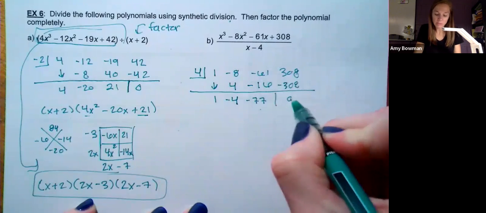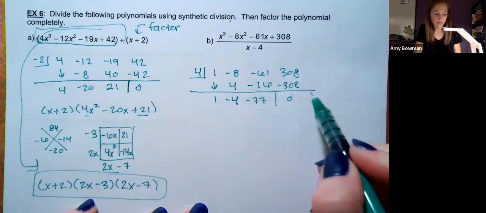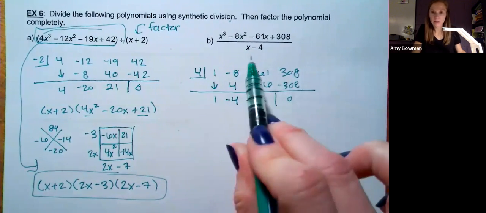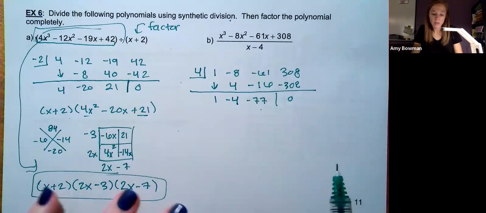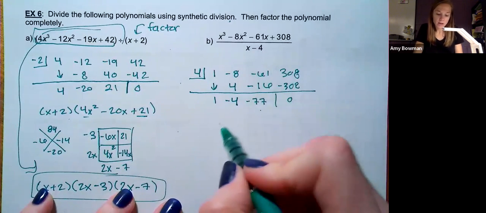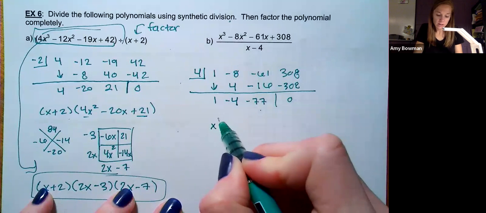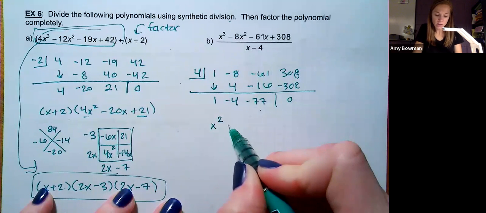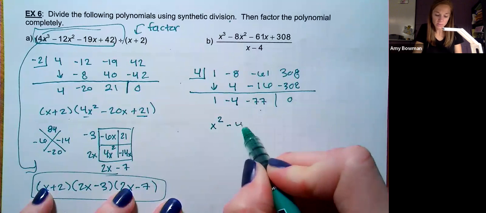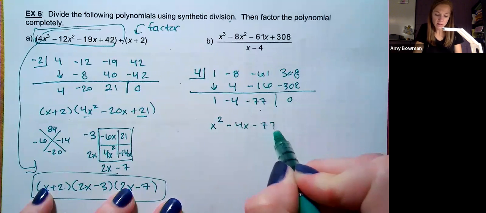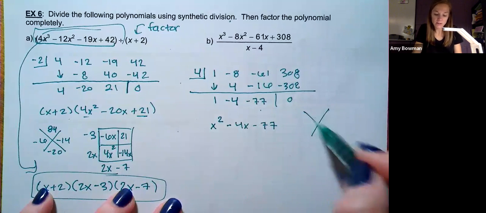And remember, we should expect a 0 remainder because we are sure that x minus 4 is already a factor of that. So after factoring out x minus 4, we get our remaining quadratic, which is x squared minus 4x minus 77. And then we want to continue factoring that.